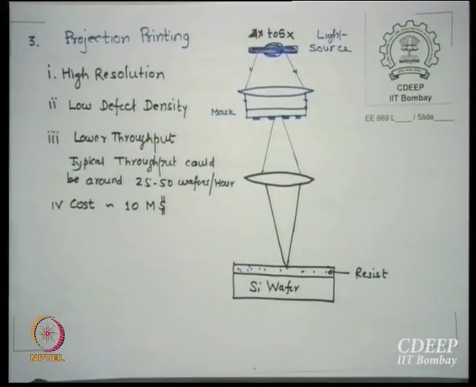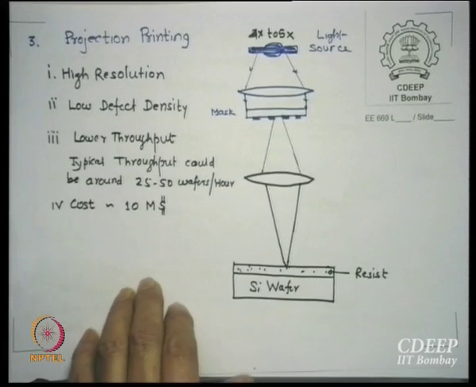So throughput could be as low as 25 to 50 wafers an hour, whereas contact printers can give you 2000 wafers in a day. So that's the cost. But the gain is resolution. This machine is typically 10 million, and this price is from 2002.